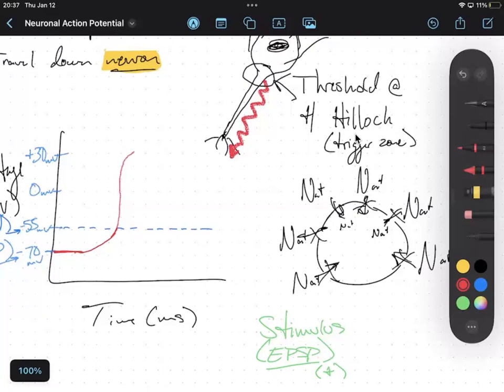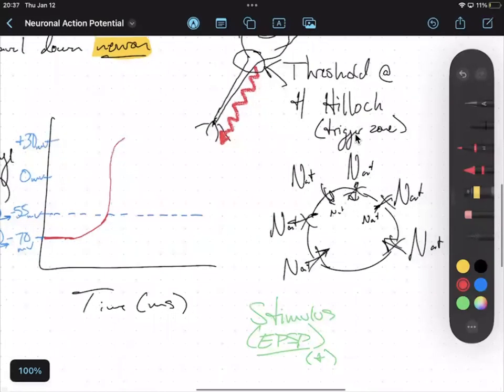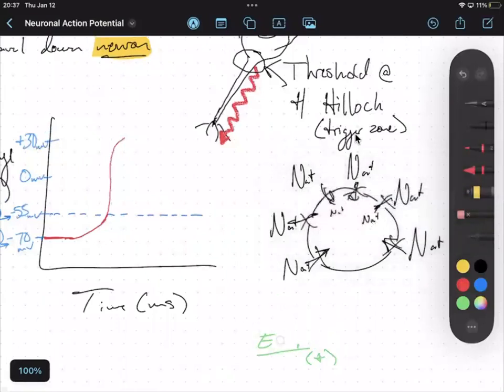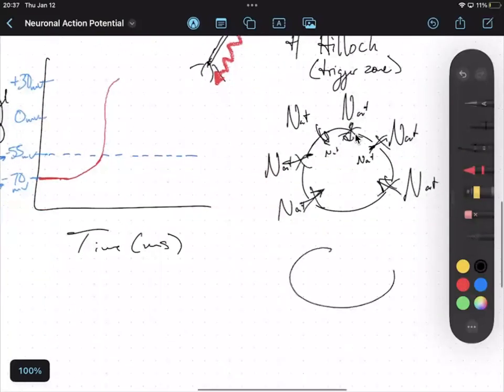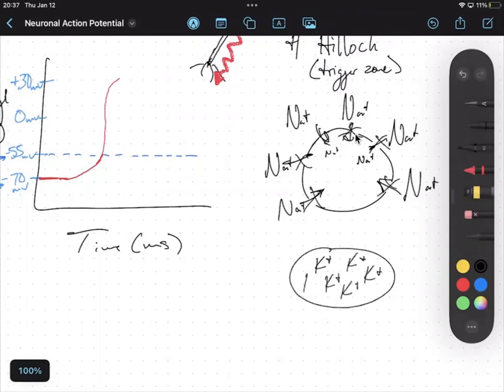At the same time, let me get rid of some of this down here. Around the same time our sodium channels are closing, we begin to have potassium channels opening. So let's now draw another cell here, and we have potassium. Where is potassium highly concentrated? Potassium is highly concentrated inside the cell. So we have lots and lots of potassium here, and very little potassium on the outside.